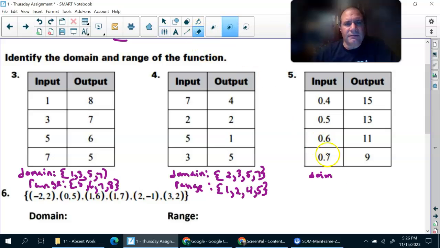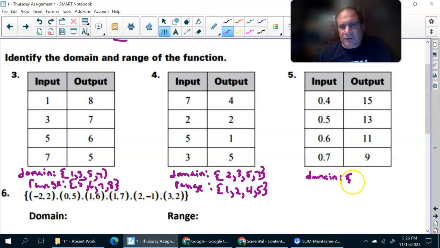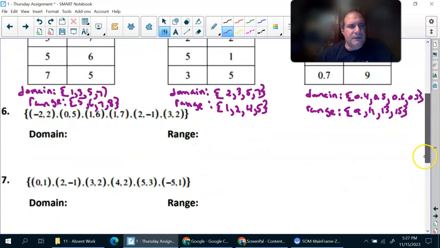Okay, that's not how you spell it. Nothing repeats, so we're just going to list from least to greatest: 0.4, 0.5, 0.6, and 0.7. The range, listing from least to greatest, we're going to start with 9, 11, 13, and 15. No repetition, so it's pretty easy, straightforward.